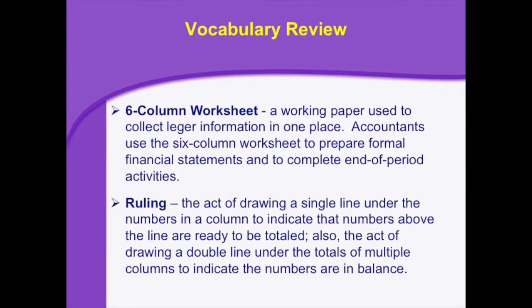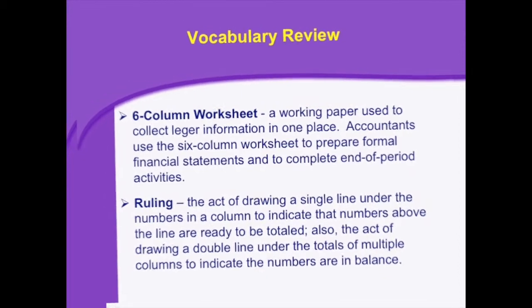The second term is called a ruling, which is the act of drawing a single line under a column of numbers to indicate that the numbers above the line are ready to be totaled. Also, ruling can be the act of drawing a double line under the totals of multiple columns to indicate that those columns are in balance.